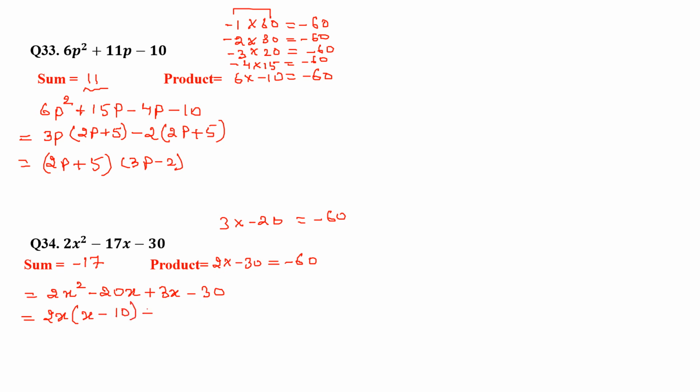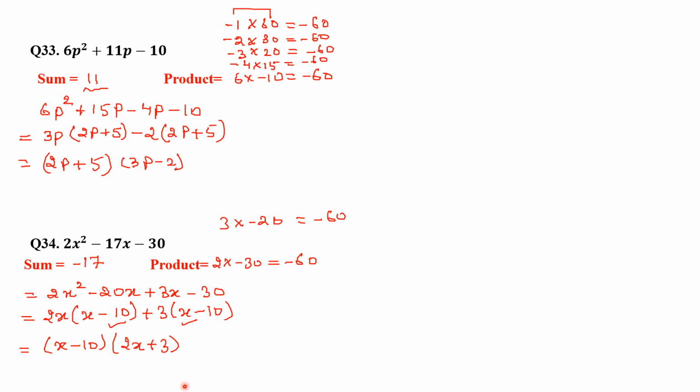From the last two terms I can take 3 common. So again I am left with x minus 10. Now x minus 10 is common here and here both. So I can take x minus 10. From the first term I am left with 2x. From the second term I am left with plus 3. So this is the factorization.